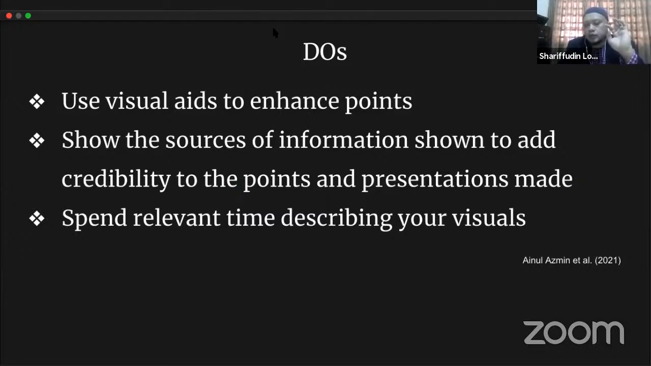Alright, so spend relevant time describing your visual. Relevant time meaning don't go overboard. Jangan overshoot the time in explaining your visual, meaning that you make sure you have ample time to describe each of the visual that you have made. Kan rugi je lah kalau kita buat visual tapi kita don't take the time, ataupun kita buat a visual, kita spend a lot of time explaining that one visual, kan jadi tak berapa cantik.